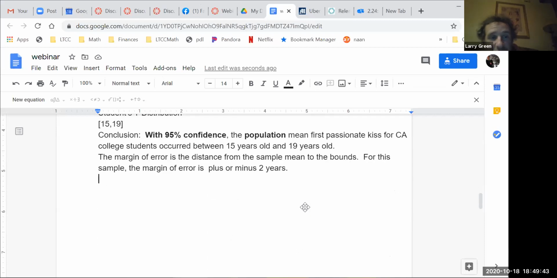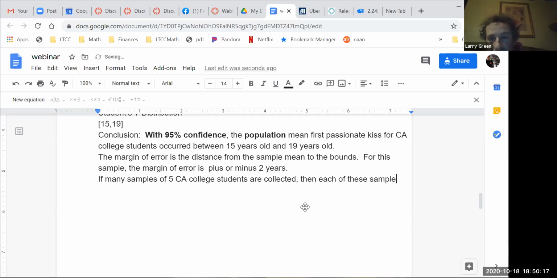Another way of looking at it, instead of all, just say many, that's good enough, is that if many samples of size 5, of 5 college students, California students, are collected, then now we want to think about what this means. Each of these samples will just produce its own confidence interval.